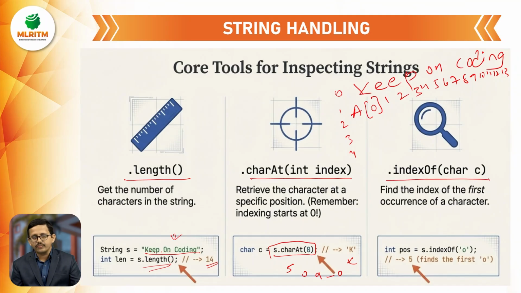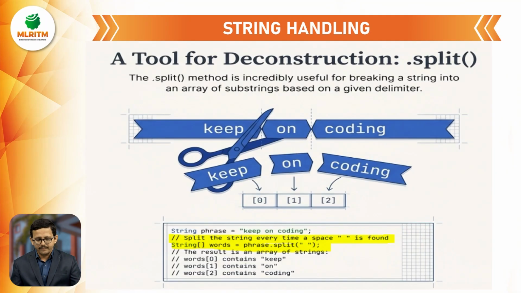Next, we have indexOf(char c). This is the vice versa method. Here, using the index we find the character, and there, using the character we find the index. Now we have another doubt: in "keep on coding", there are two o's. So how do we find the character? When you write position equals s.indexOf('o'), it automatically goes to the first o. So here we have it at the 5th position. Okay, so that is selected first, and we get the index as 5. So these are some important methods present in the string.